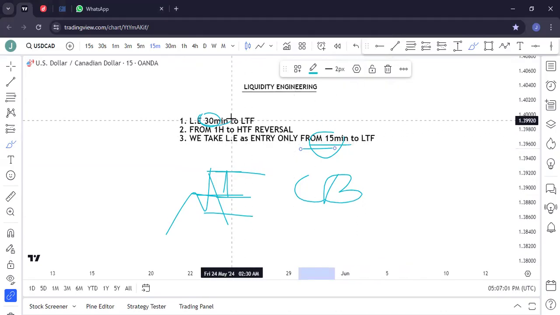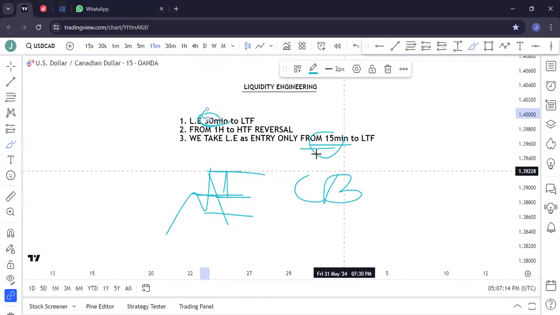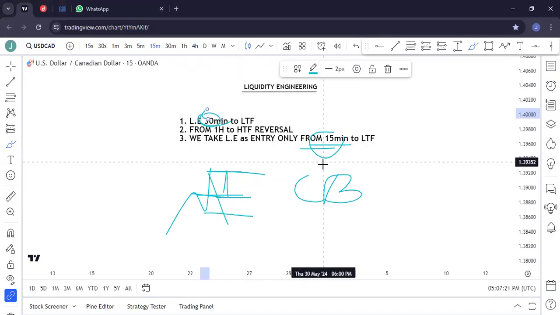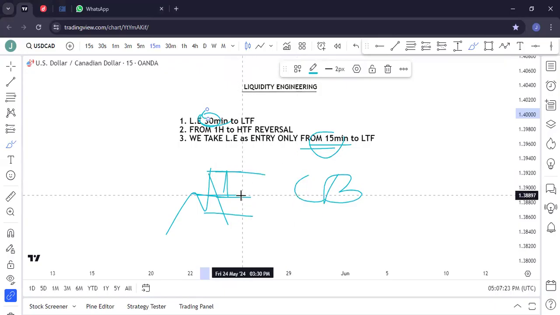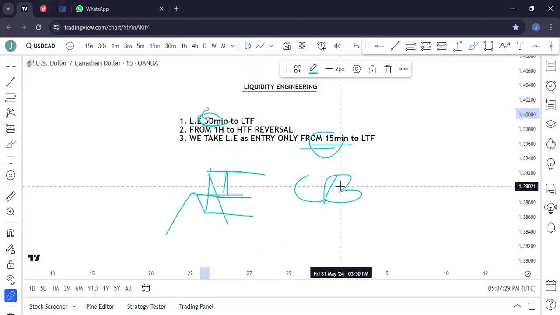So we take liquidity engineering in 15 minutes to lower time frames. In 30 minutes we can also take it as an entry, but at some point we are going to use this 30 minutes as our constant bias. So we cannot take entries at the constant bias. We only take entries in the situational time frame, and we are going to learn it more in the topic of time frame coordination.